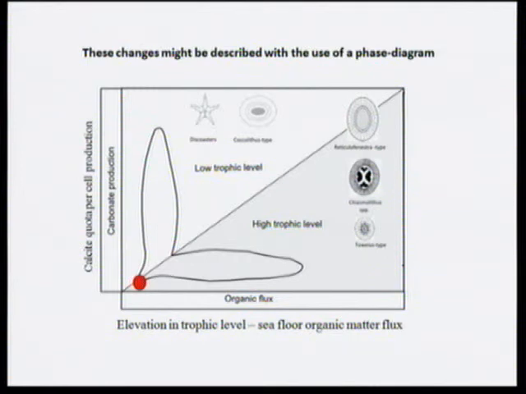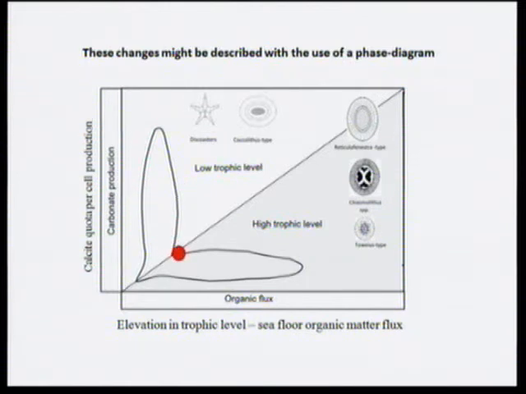And let us begin by elevating the trophic level. If I elevate the trophic level, the first response of calcareous nanofossils will be to produce a lot of calcium carbonate. These are the forms that produce the discoidal and coccolithic stuff. Let us increase even more the trophic level.